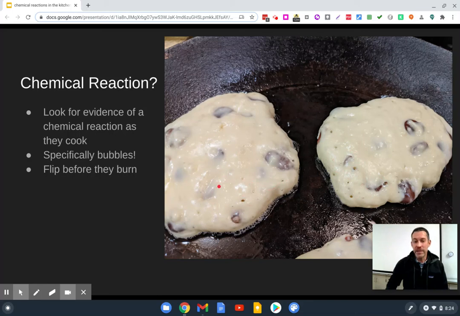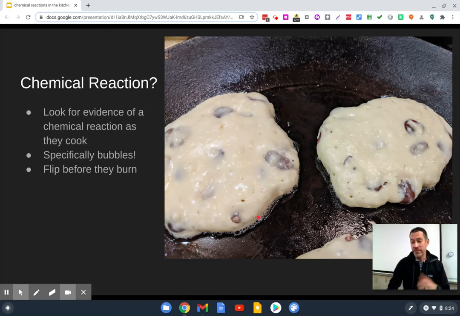What that means is that the baking powder and the baking soda are working, and they're making carbon dioxide. That is the product of this chemical reaction. Just like when you mixed it with vinegar, it made bubbles of carbon dioxide. Well, now it's making carbon dioxide. And that causes the pancake to rise, and it makes it light and fluffy.